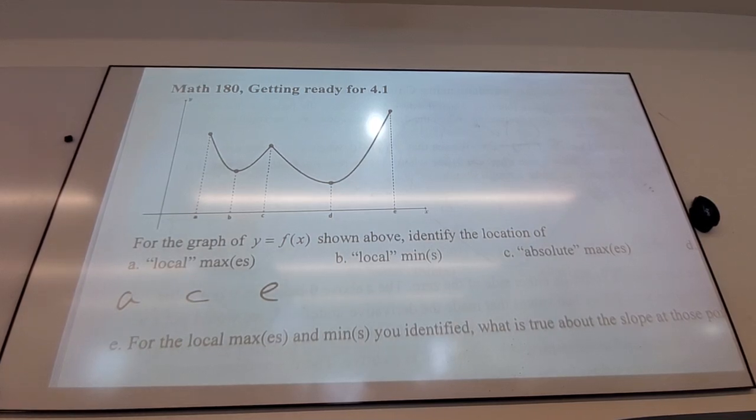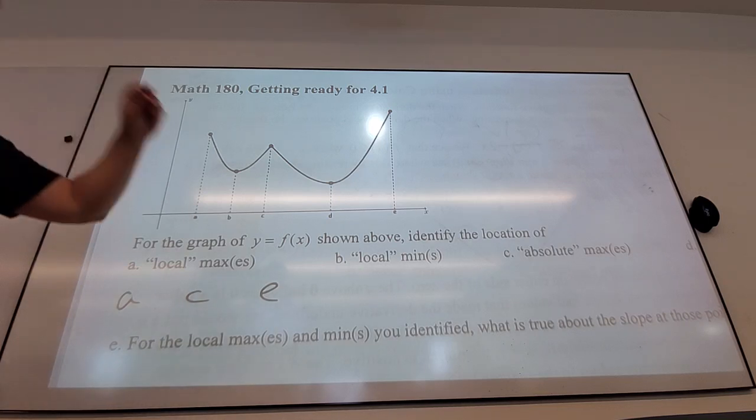Why is C a local maximum? Is this in between the two? In between what two? In between A and E. Isn't D in between A and E? True. Is D a max? No. So why is C a local max? So here's the right way to look at it. Locally, the inputs around C, do they end up getting higher or lower than the output at C?